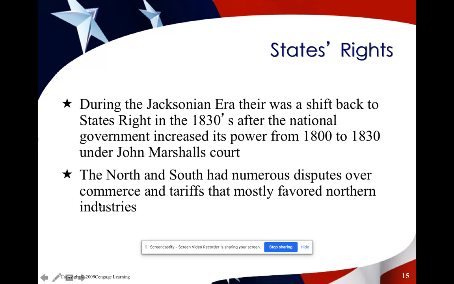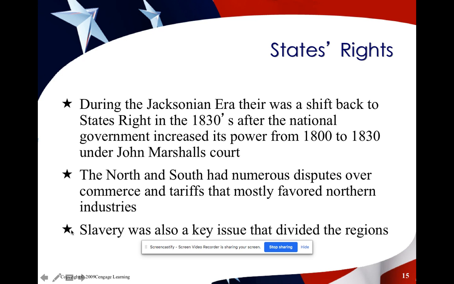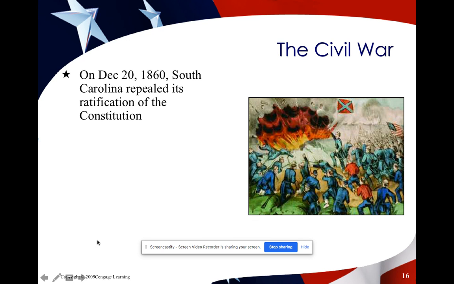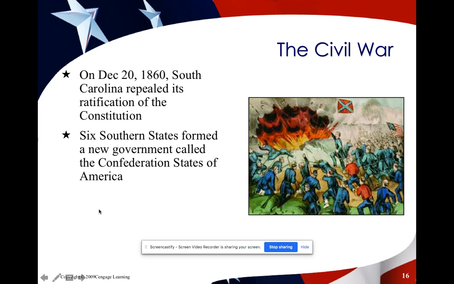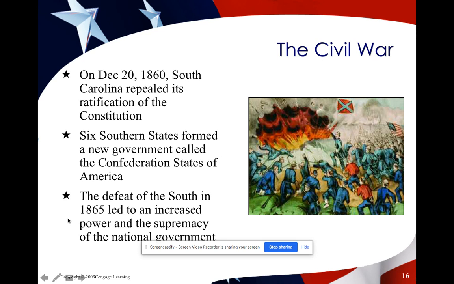Okay, so the North and South continue to have numerous disputes over commerce, tariffs. The South especially looked at this as benefiting the northern states. Slavery also, as you know, throughout your study of history, was dividing the North and South. So we have a civil war. South Carolina repealed its ratification of the Constitution. They secede from the nation. The 6 southern states form a new government called the Confederate States of America, and they are defeated.